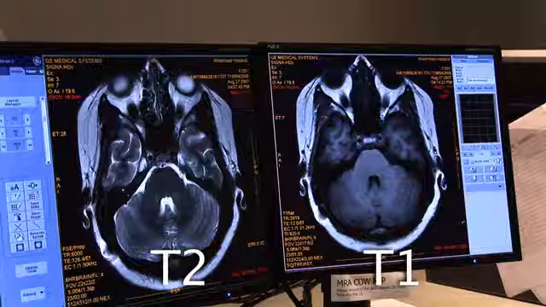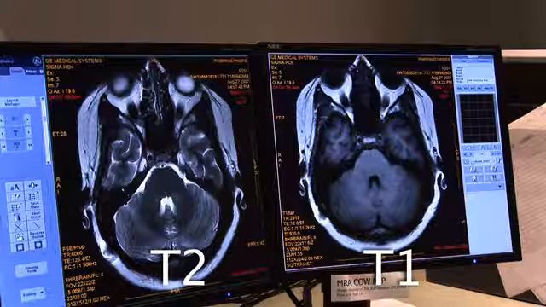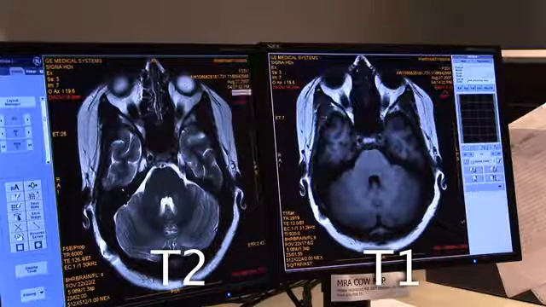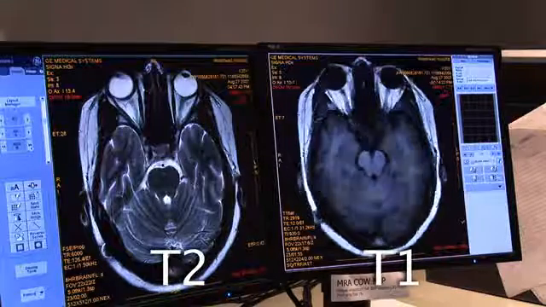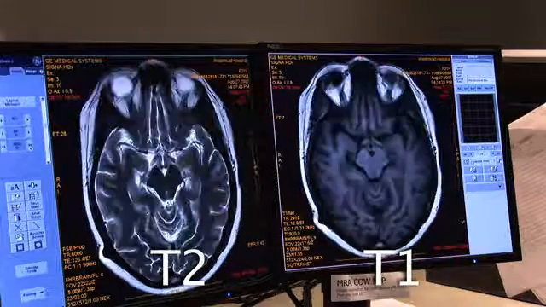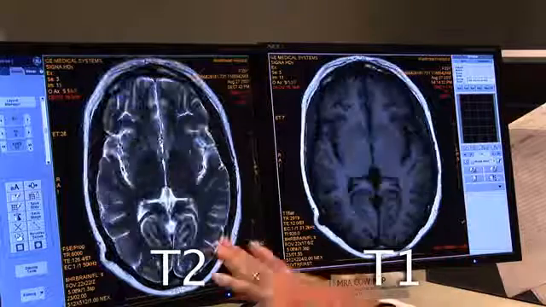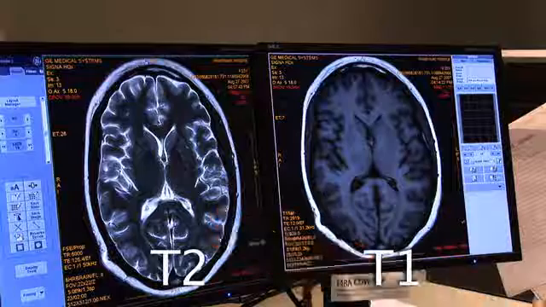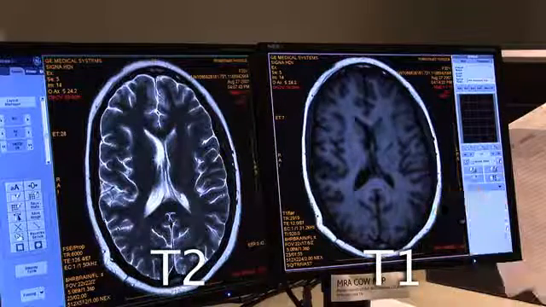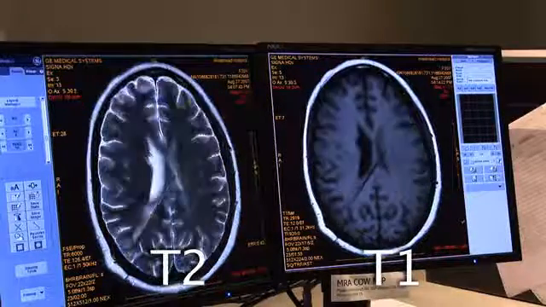This is the orbits, obviously. There's a lot of fluid in the orbit, so it's bright signal on T2 and dark on T1. And as we move up through the brain, again we can see that there's quite a lot of bright signal in the image on the left. Ventricles again are bright, and dark on the T1 weighted image on the right.